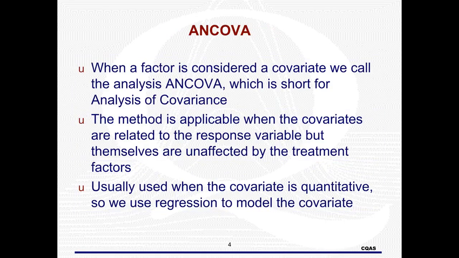When we include a covariate in our analysis, we use ANCOVA, Analysis of Covariance. This method adjusts for the effect of the covariate on the response. A key point is that the covariate is related to the response but not influenced by the treatment. We typically model it using regression, especially when it's quantitative. Remember, we're not interested in the covariate itself, we're just controlling for it.